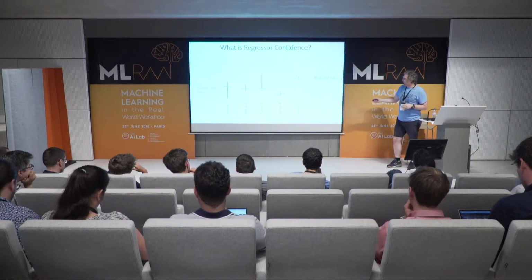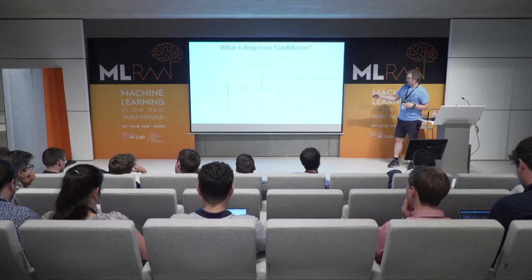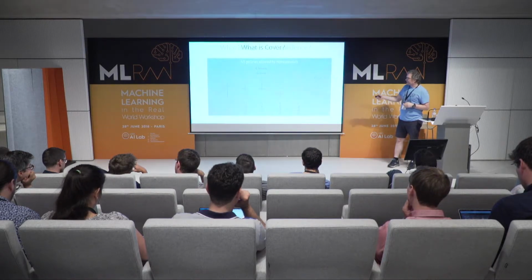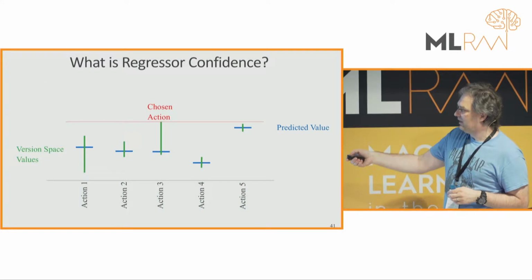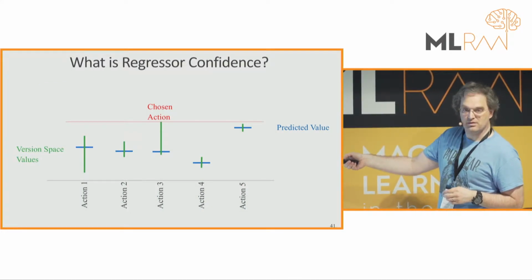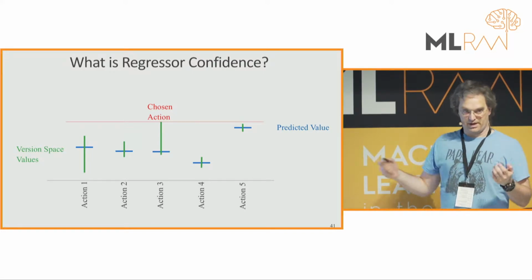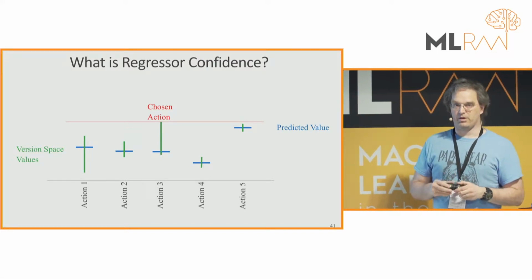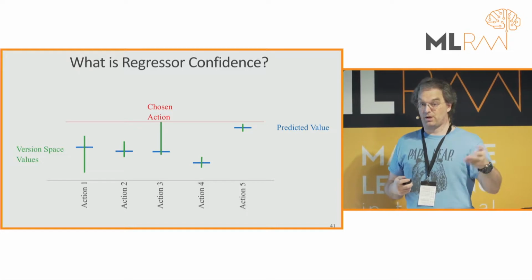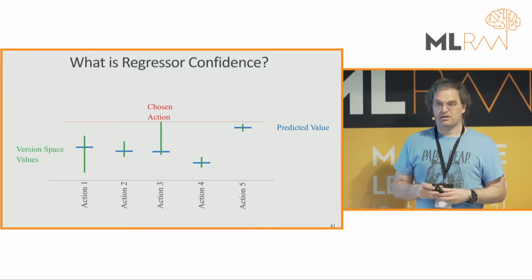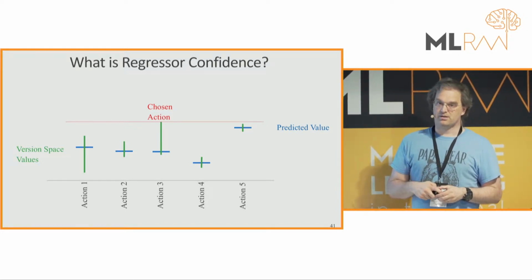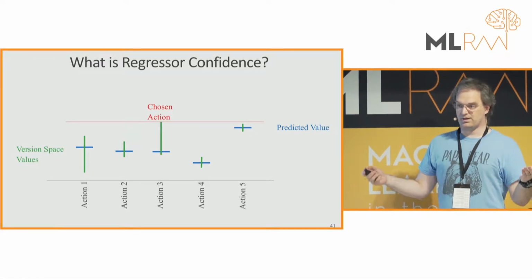Now, once you can compute this version space, you can say, what is the largest? And you can choose according to that. So if you're familiar with the bandit literature, this is similar to an upper confidence bound algorithm. And the trick here is, how do you work with an arbitrary version space of functions?